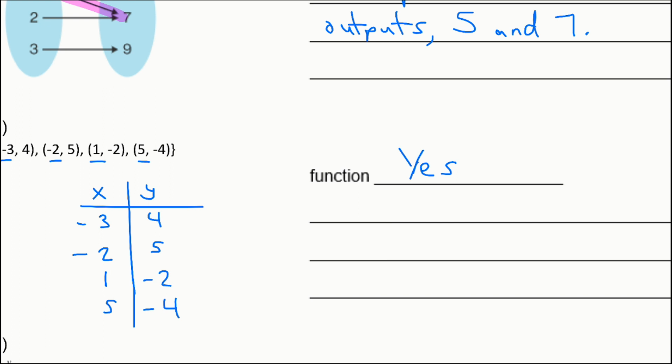Okay, it is yes. Each input has exactly one output.